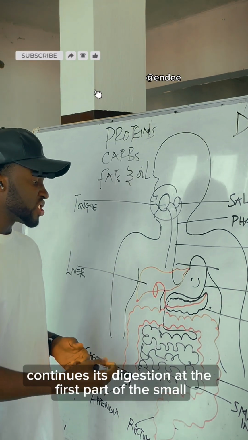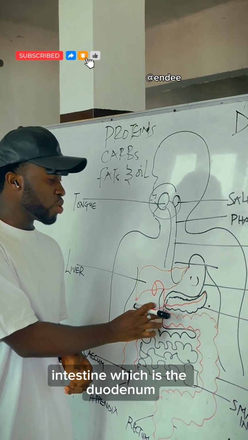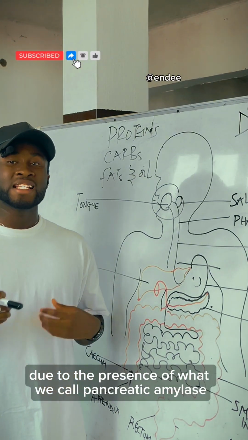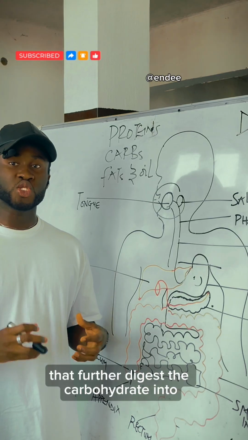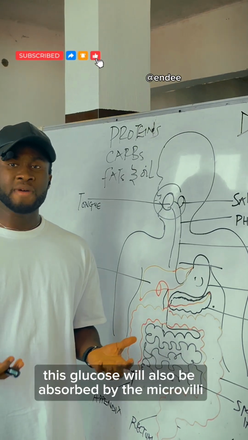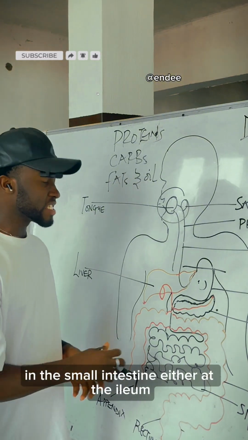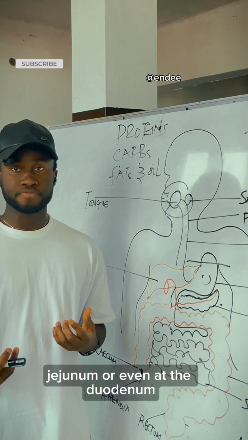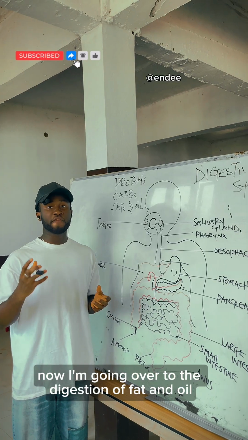It continues its digestion at the first part of the small intestine, which is the duodenum, due to the presence of what we call pancreatic amylase that further digests the carbohydrate into a monosaccharide, which can be glucose. Now, this glucose will also be absorbed by the microvilli in the small intestine, either at the ileum, jejunum, or even at the duodenum. Now, I'm going over to the digestion of fat and oil.